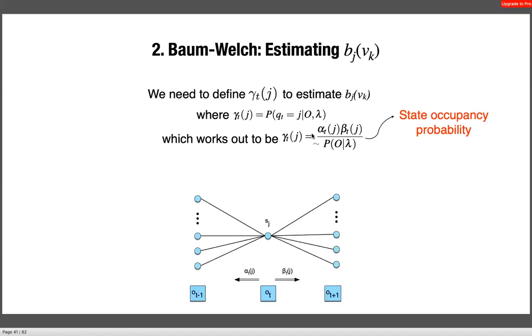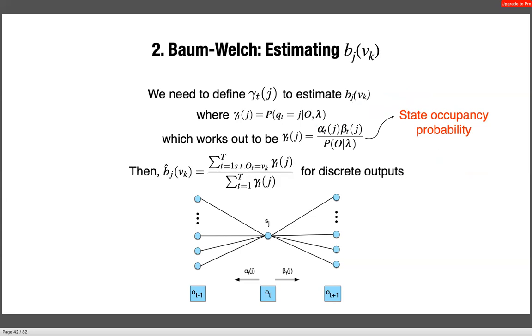And the numerator term, which is the joint over qt equal to j and O, is just the product of the forward probability and the backward probability at time step t. This you can verify for yourselves. And the denominator term, as before, you can write as the summation over j of alpha t of j times beta t of j. So now we have worked out gamma sub t of j.